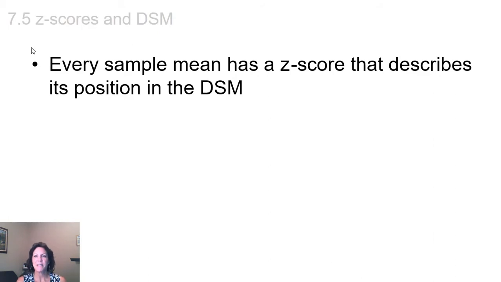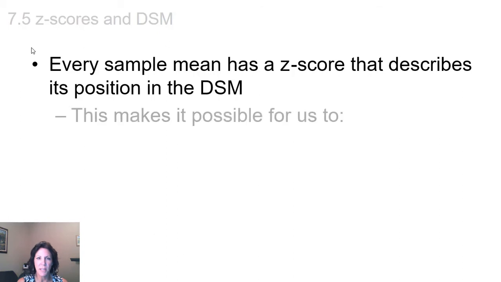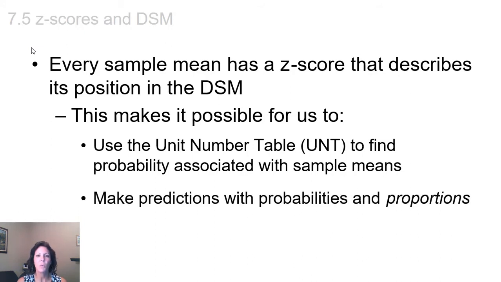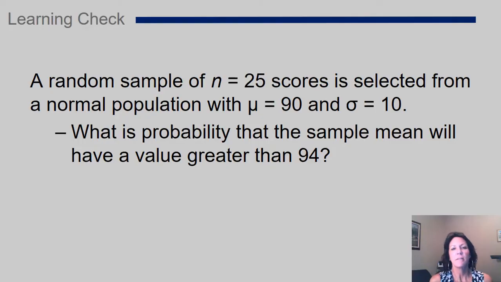Every sample mean has a z-score that describes its position within the distribution of sample means. This makes it possible to use the unit normal table to find probability associated with sample means. Just like we used it to find probability of finding individual scores, now we're going to use it to find the probability of finding certain sample means. We're going to make predictions with these probabilities and proportions. Let's do a learning check to see what this looks like.